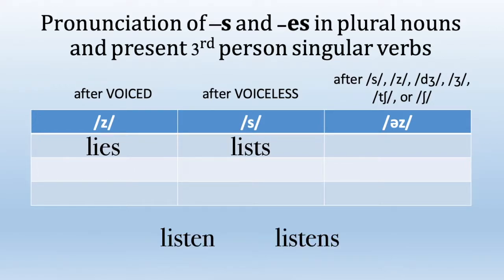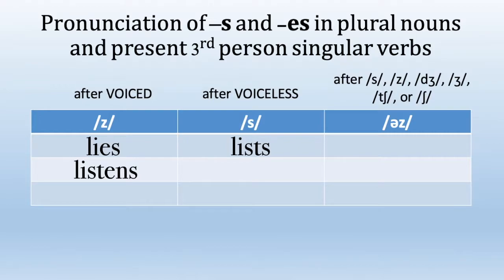Next up we have listen. Be sure to keep that T silent. It's listen. But what about the last sound? The sound of an N. The sound is n, and it's voiced. So this one is going to also go in the first column. And it sounds like listens. Are you getting it? I hope this is easy for you.